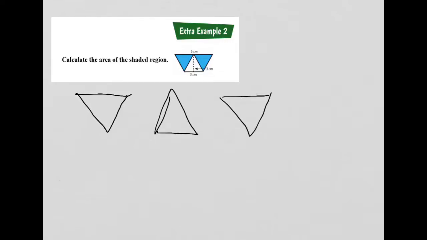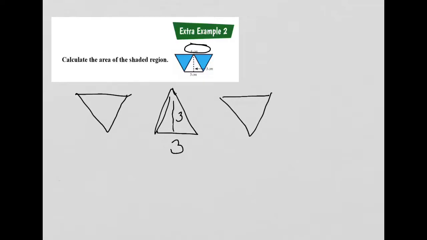Next, we had the extra example 2. It wanted you to find the area of the shaded region. Now, if you notice, 2 of them are shaded, 1 is not, and it's all triangles. So I'm going to draw my triangles. All right, so the same thing as last time, we know that this is 3 and the height is 3, but this whole piece is 6.